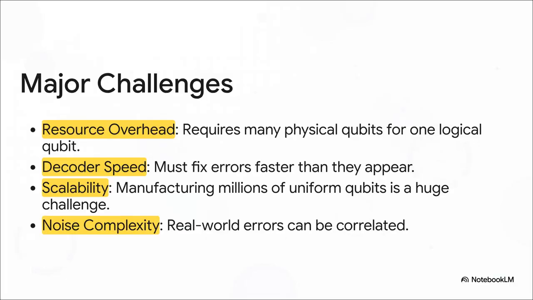First off, there's the resource overhead. You might need 1,000 or even more physical qubits just to create one single high-quality logical qubit. Then there's decoder speed. That classical brain has to be mind-bogglingly fast to find and fix errors before new ones pop up. And on top of all that, there's scalability. Just being able to manufacture millions of near-identical qubits is a monumental challenge all by itself.